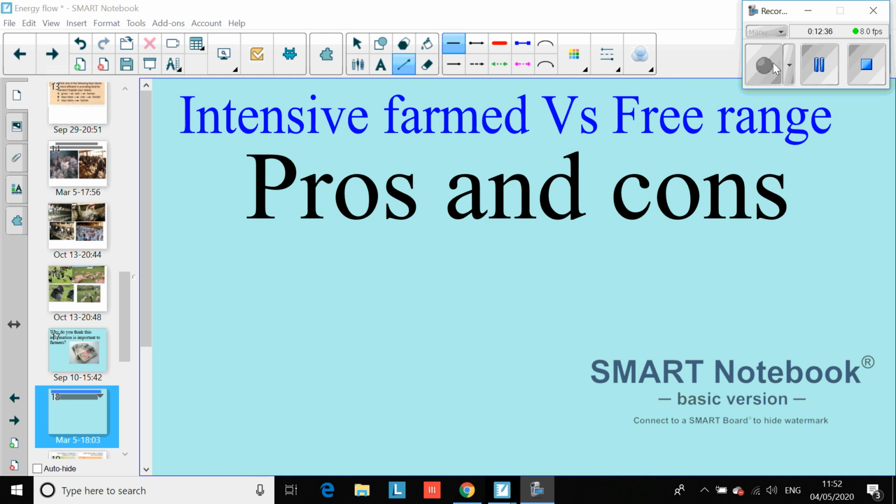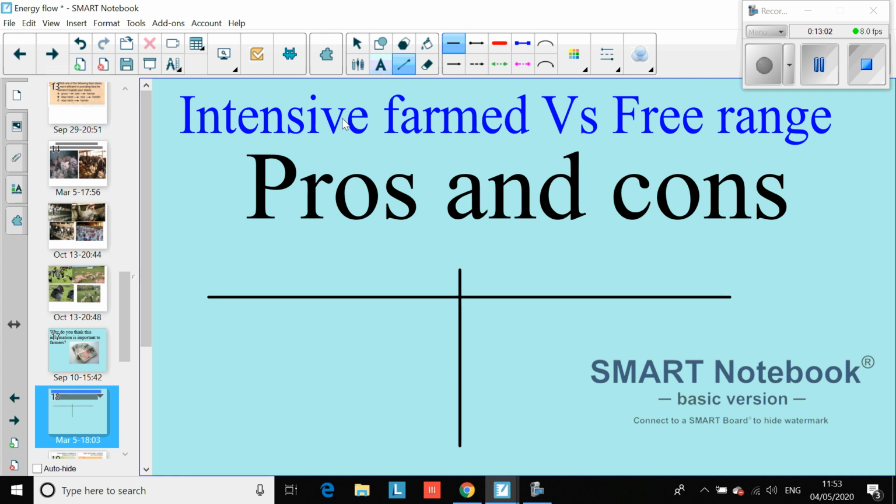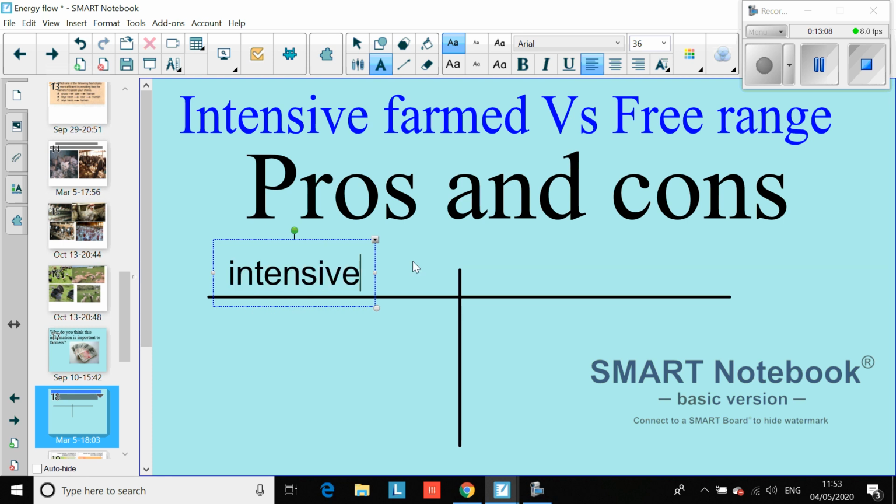So what I'd like you to do is research and think about what you've just seen, the pros and cons of intensive farming versus free range. Now you can do this very simply. All you can do is a very simple table like this, with intensive and free range, and then put in the pros and cons of each one.